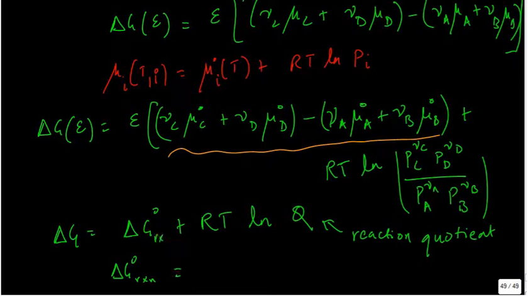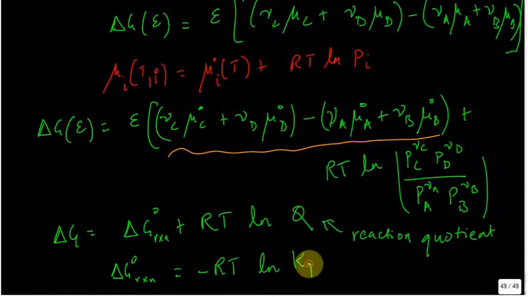Equal to minus RT natural log Q at equilibrium, or instead of Q at equilibrium, I just write Kp, right? I have put the subscript P because we deal with pressures.